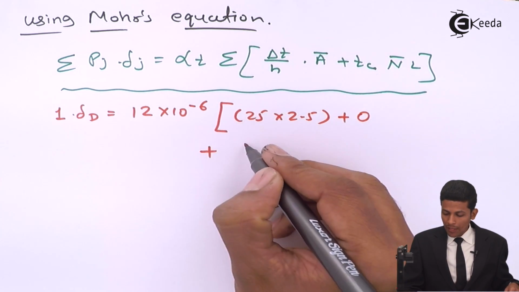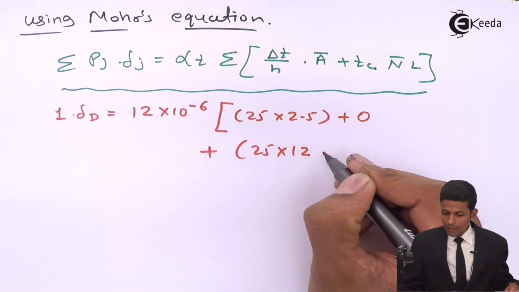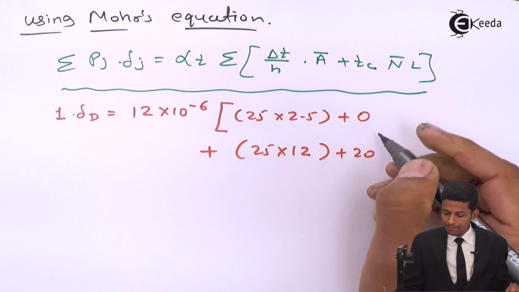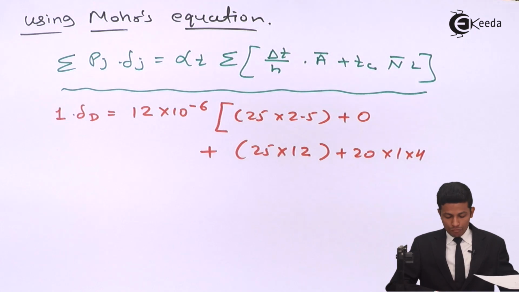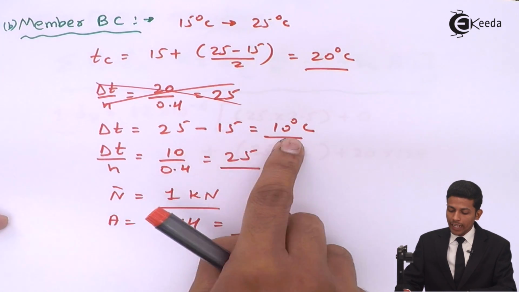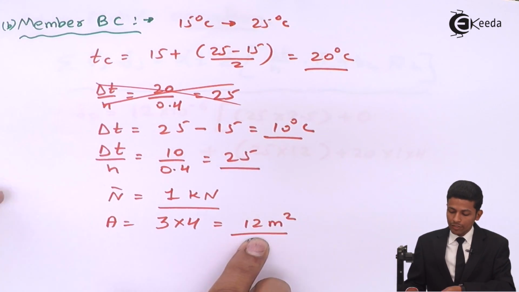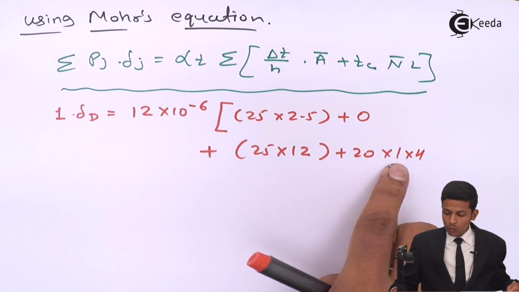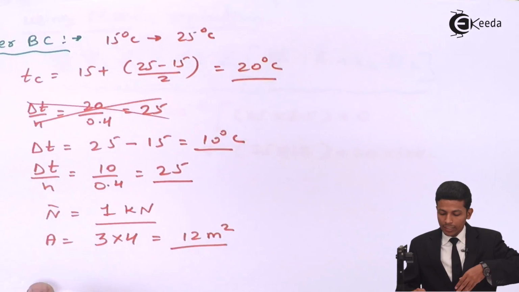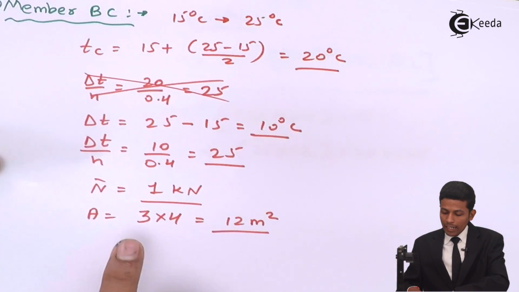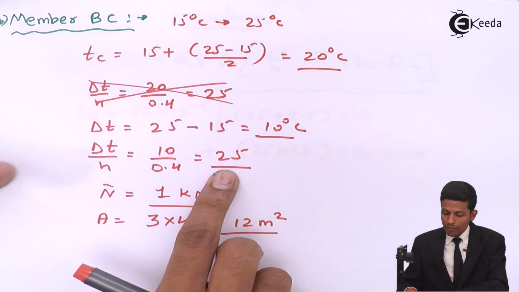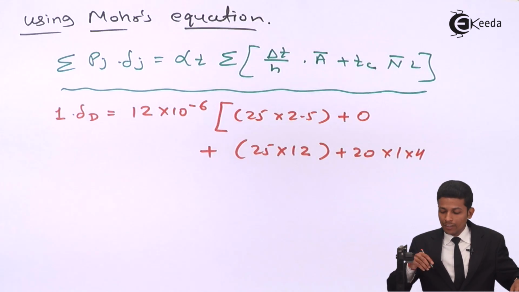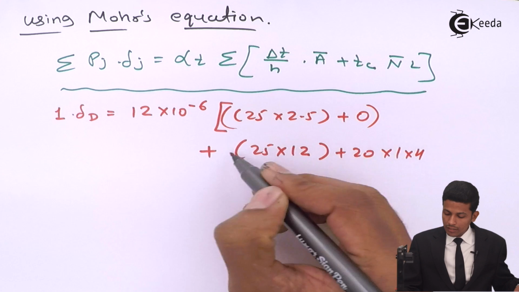After that plus 25 into 2L plus 20 into 1 into 4. See, this TC will be 20 and n bar will be 1 in the second one. In BC part, see this will be 10, this will be 25 and area will be 12. So 4 into 20 into 1 into 4, 20 will be TC. After that n bar, n dash will be 1 and L will be 4 length. This is 25 into 12, this is 25 delta T by H and A will be 12. Okay, so this is the first part and this is the second part.